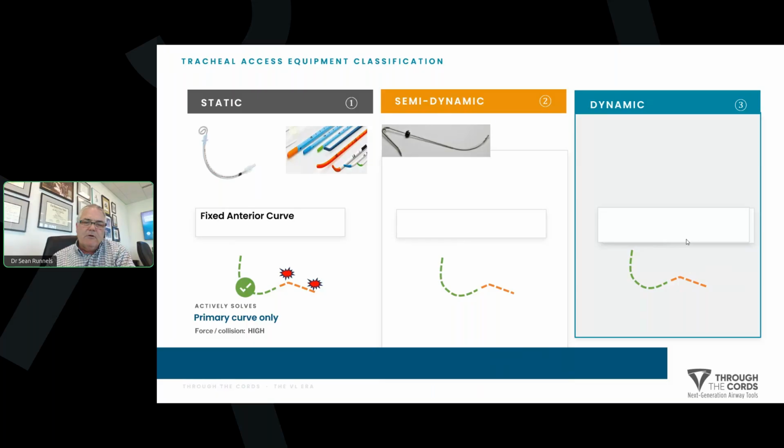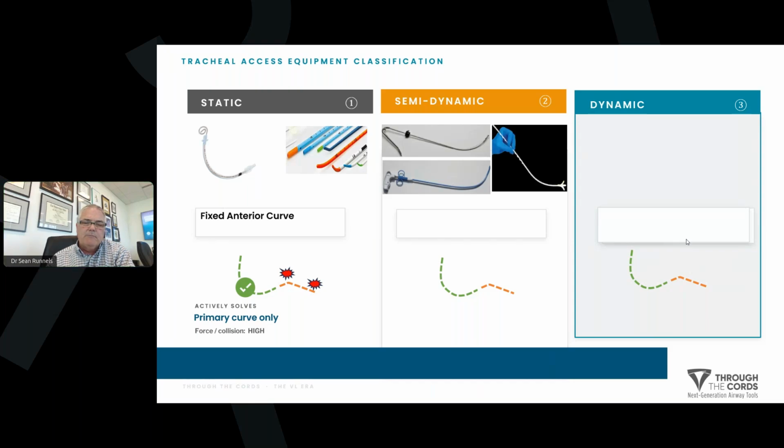Then we have semi-dynamic equipment. There have been multiple stylets that have fixed anterior curves and articulating tips. So a fixed, or set, anterior curve and an articulating tip. This is a snake with a mobile cervical spine and a mobile thoracic spine, but a fused lumbar spine. They can solve the primary curve and the inflection point actively, but they require collision to coerce the shaft into a serpentine pattern.